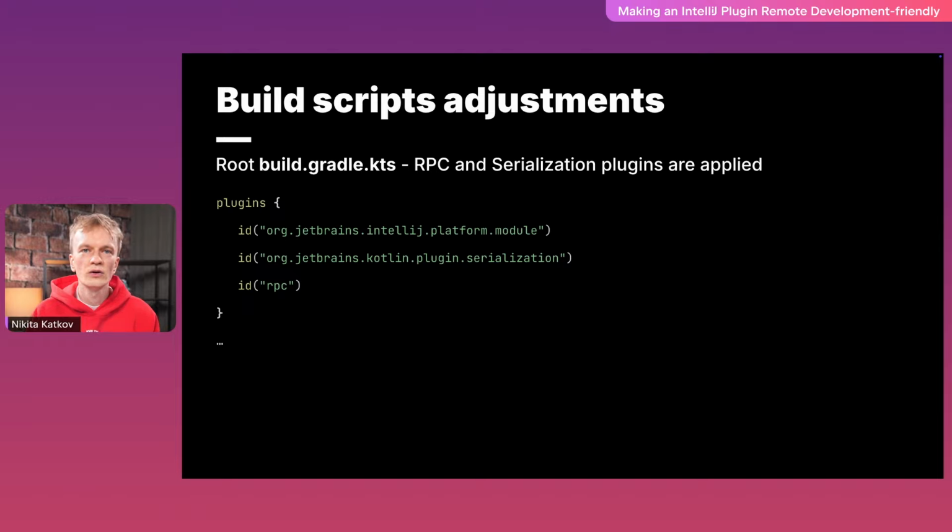The template also includes RPC and serialization plugins extracted into the so-called Gradle convention plugin, and the example feature implementation as well. Namely, it is a mock AI chat, because there are never too many of them, I guess, right?